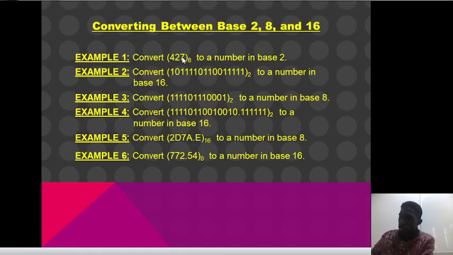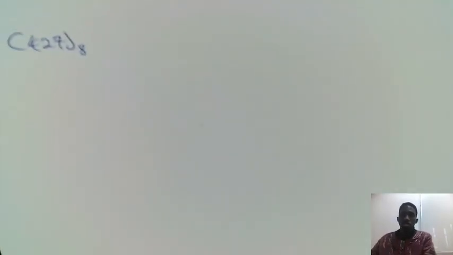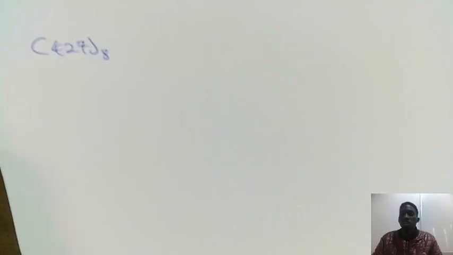So I have 427 in base 8 and I want to convert that to a number in base 2. How do I do it? We are not passing through base 10 here. We're not going to convert this number to base 10 and then convert that number in base 10 to base 2. No. We are just going to go ahead and get the answer using this technique.